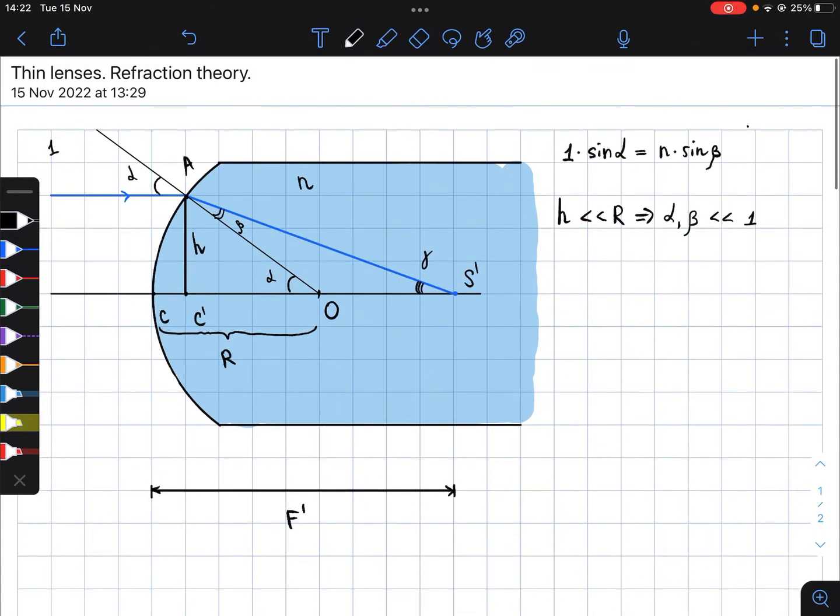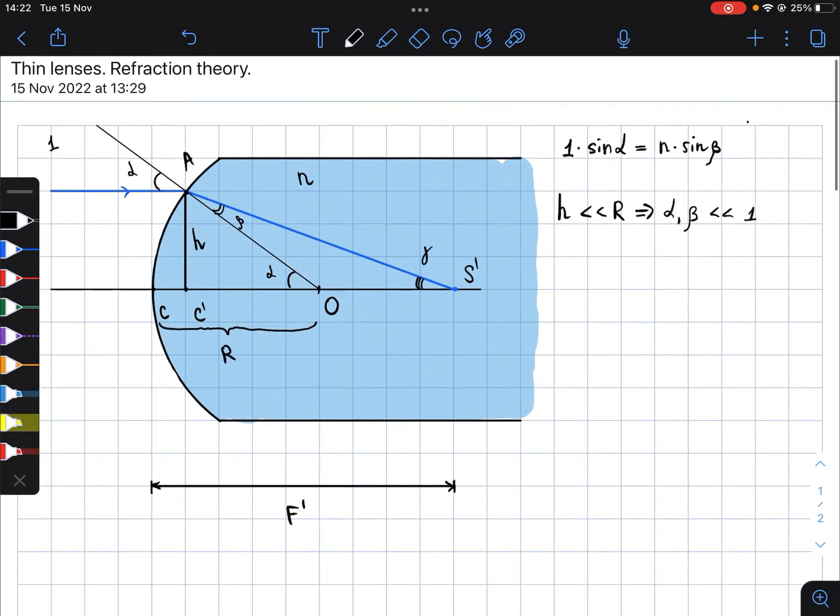So we can use the small angle approximation: sine alpha is approximately just alpha, and sine beta is approximately just beta. From Snell's law, 1 multiplied by alpha is equal to n multiplied by beta, or alpha divided by beta is just n, the index of refraction of our medium.